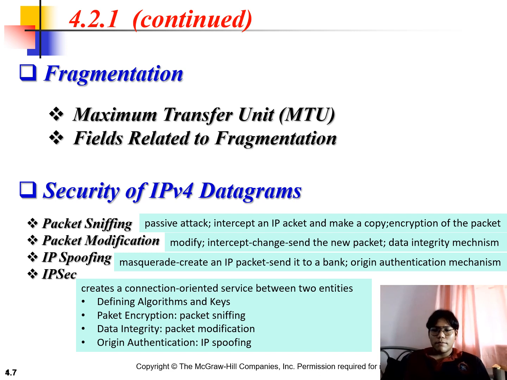The defense is origin authentication mechanisms. IPsec creates a connection-oriented service between two entities, defining algorithms and keys. Packet encryption addresses packet sniffing. Data integrity addresses packet modification. Origin authentication addresses IP spoofing.